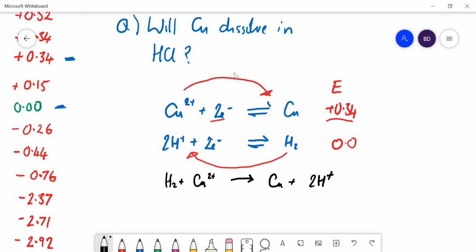Well, is that what the question's asking? Will copper dissolve in HCl? Well, no, it won't, because that's the exact opposite of what will happen. Copper will not react with H+. Actually, Cu2+ will, if you react it with hydrogen, form copper metal and hydrogen ions. So the answer to that is no, that reaction will not happen. So we've used it to predict, to show us that copper will not react with acid. We've done that by sort of showing the exact opposite of what we are asking happens.